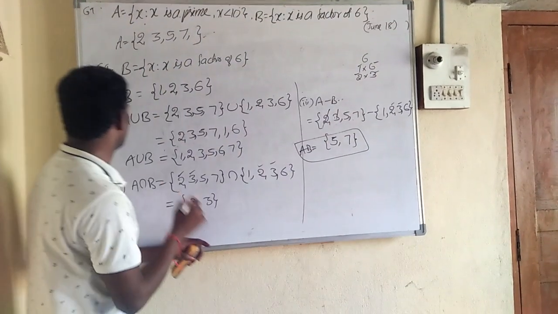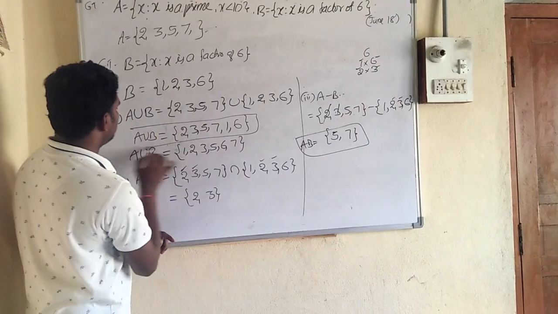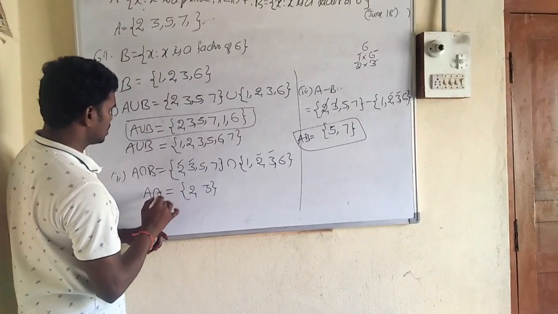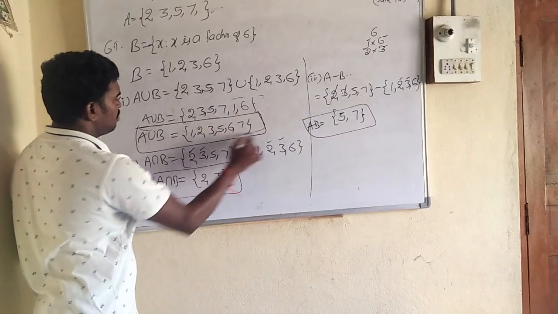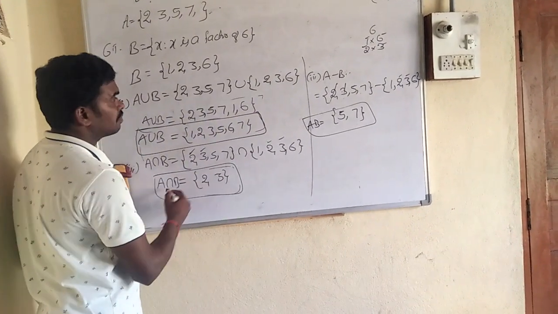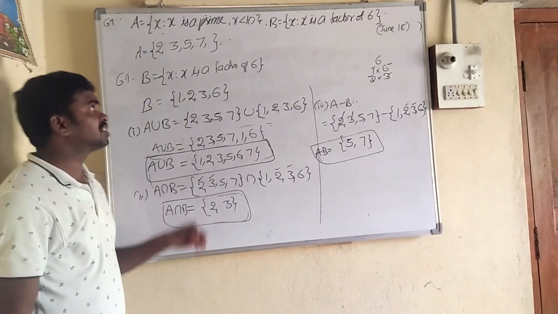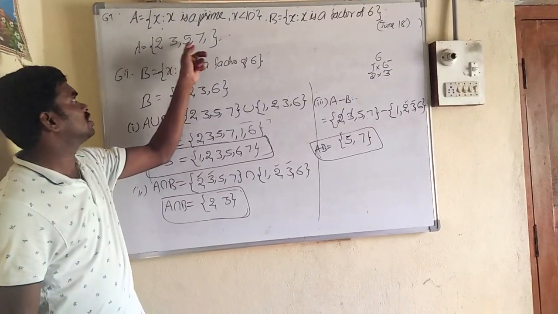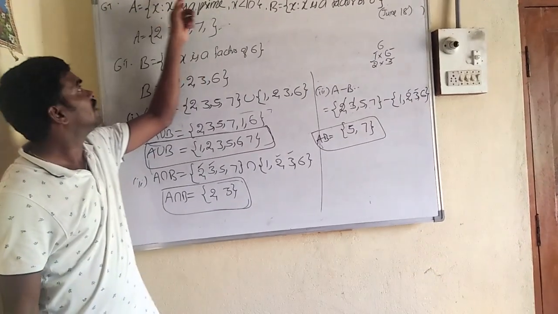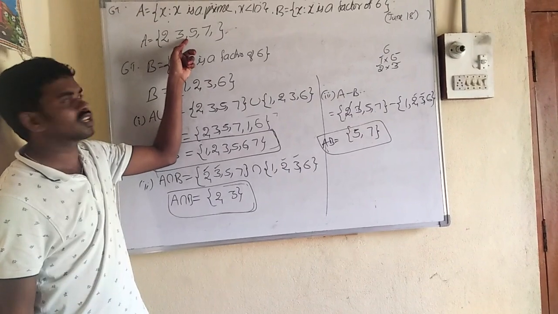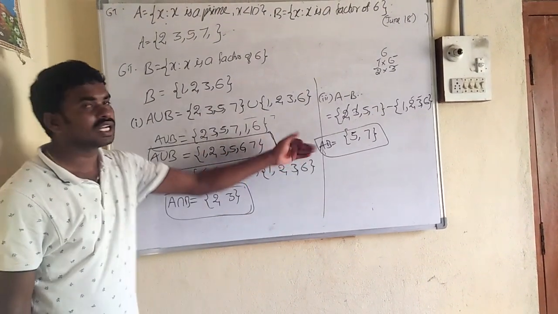This is A minus B, this is A union B, and this is A intersection B. In the examination, if you write this, it is called roster form. This is called set builder form. For A, since the set builder form is given, the roster form is written. For this we will get 1 mark, and for this we will get 3 marks.